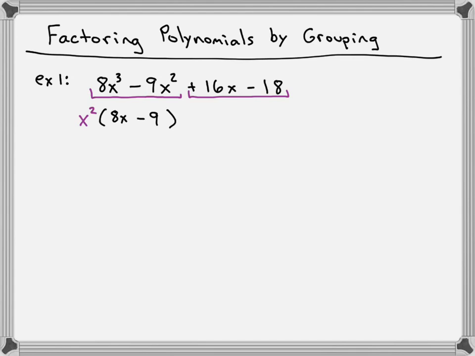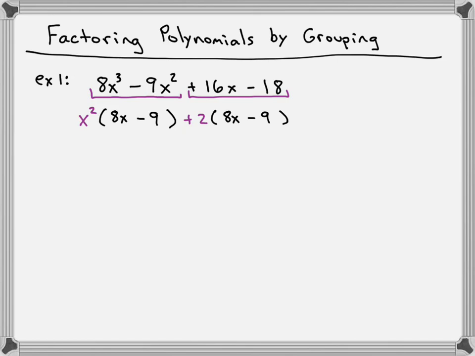If we look at that second set, we have a GCF of 2. So I can factor out a positive 2. And when we factor that out, that leaves us with an 8x minus 9.